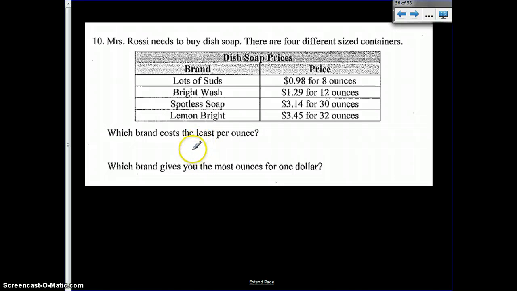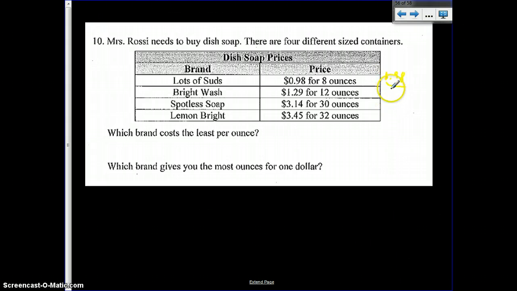All right, this is what we did Friday and Monday. You guys remember doing this, finding how much per ounce, stuff like that? That's what we've been doing. So you guys should be pretty good at this. We want to find the least per ounce. So remember, we talked about putting your money on top.